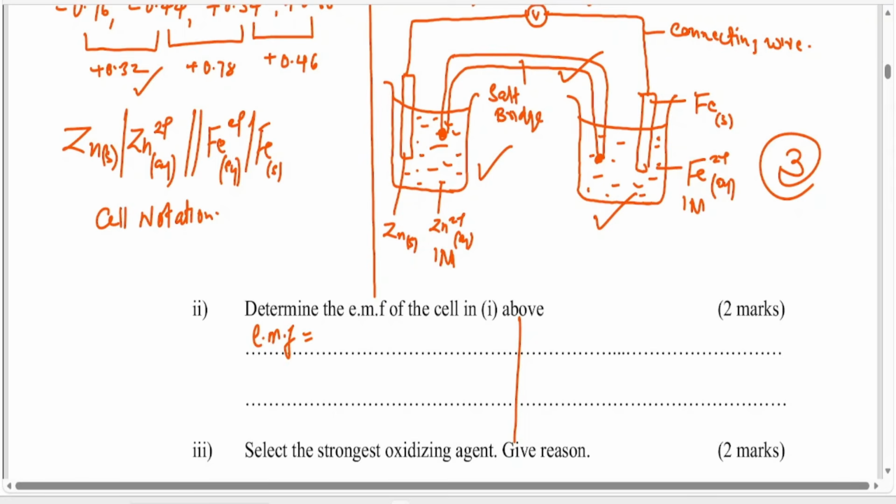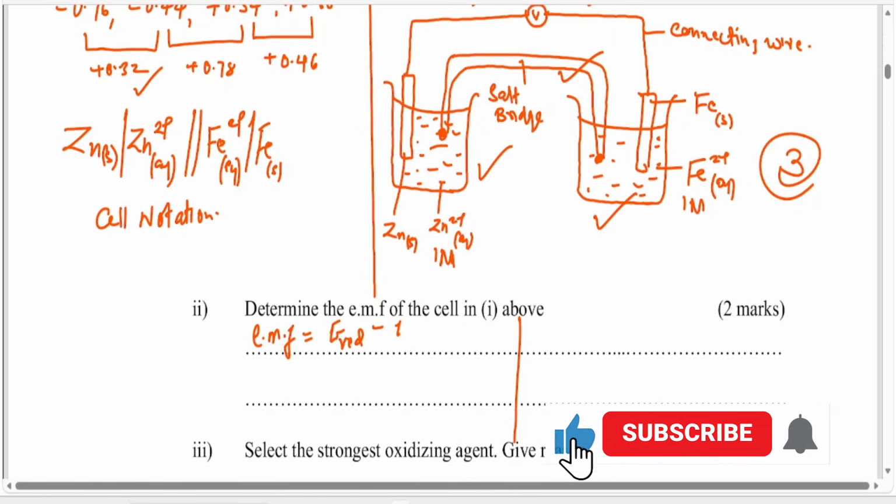EMF is given by E reduction minus E oxidation.